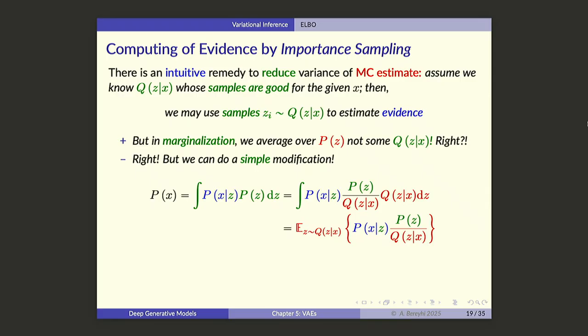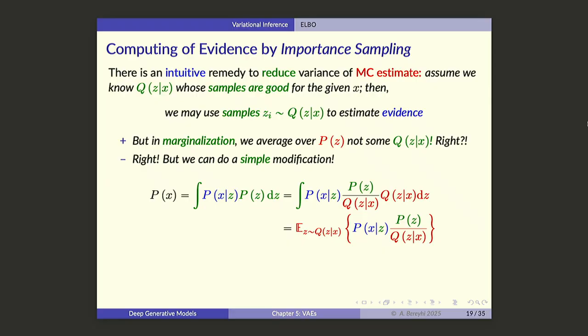So now, looking at this, I am taking expectation over my good distribution of Z, right? This is the distribution which is going to give me good samples, right? And I have one expression here, which, again, I can compute using sampling, right? So if I just sample from this distribution Q and put those samples here, I can estimate this expression. But now I am using better samples because I claim that Q is the better distribution.